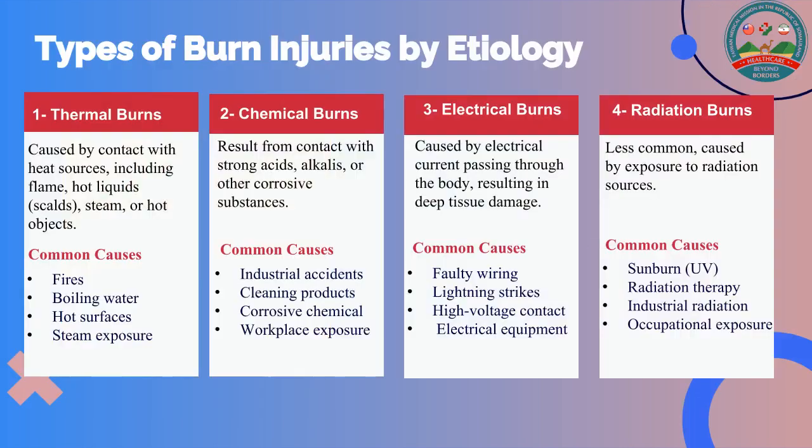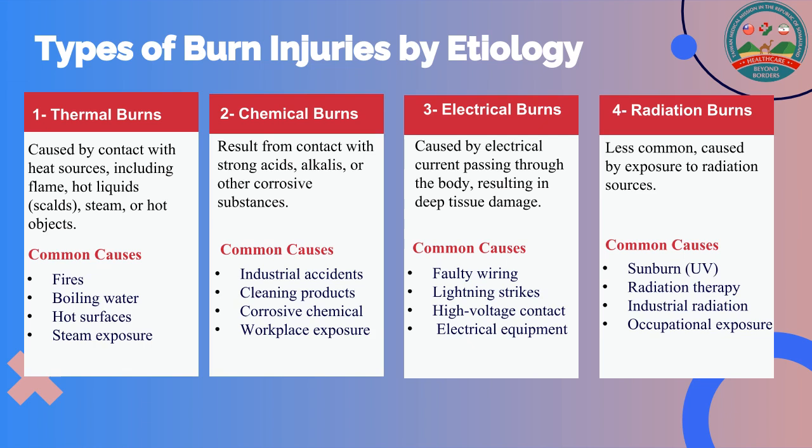Burn injuries can be classified into 4 major types based on their etiology. The first type is thermal burns, caused by direct contact with heat sources such as fire, boiling water, hot surfaces, or steam. The second type is chemical burns, which occur when the skin is exposed to strong acids, alkalis, or other corrosive substances, commonly seen in industrial accidents or contact with cleaning agents.